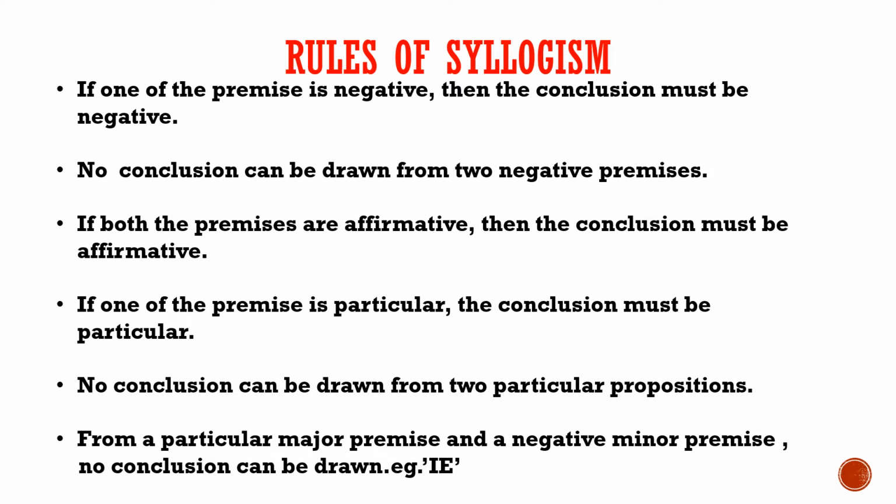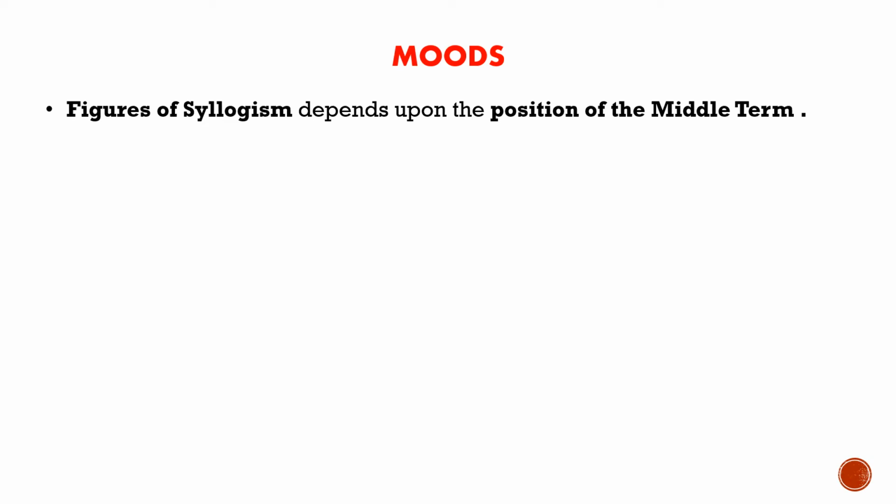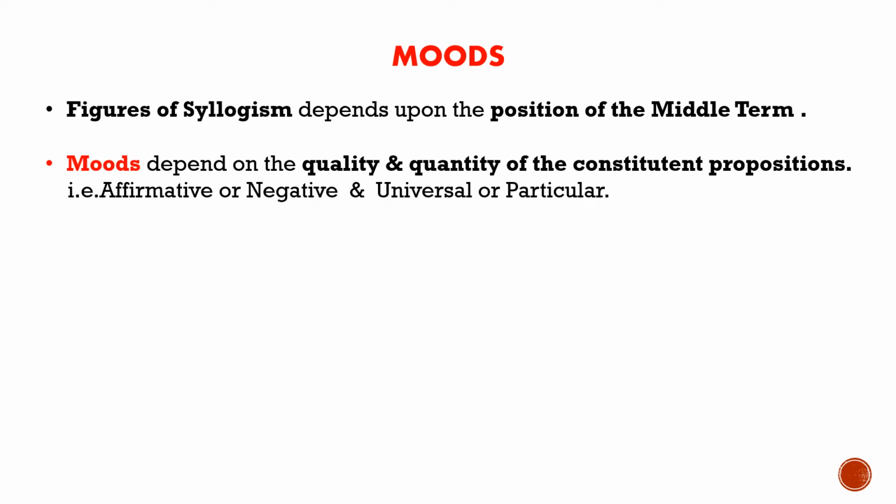Now we come to the moods. We already know that the figures of syllogism depend upon the position of the middle term. The moods depend on the quality and quantity of the constituent propositions, that is, whether the proposition is affirmative or negative, or universal or particular.